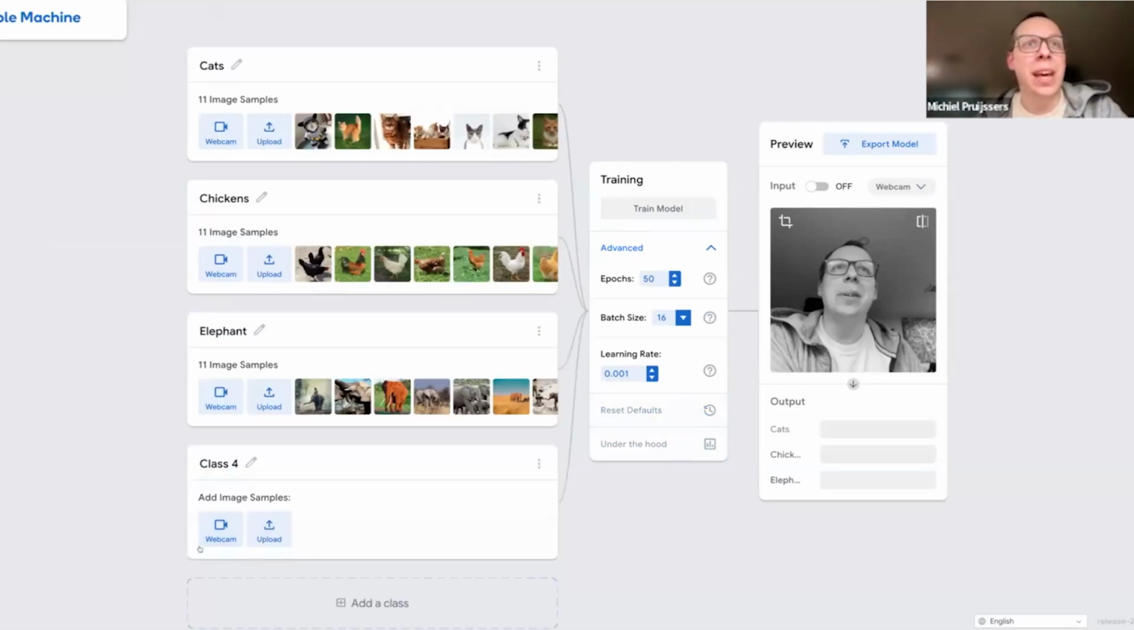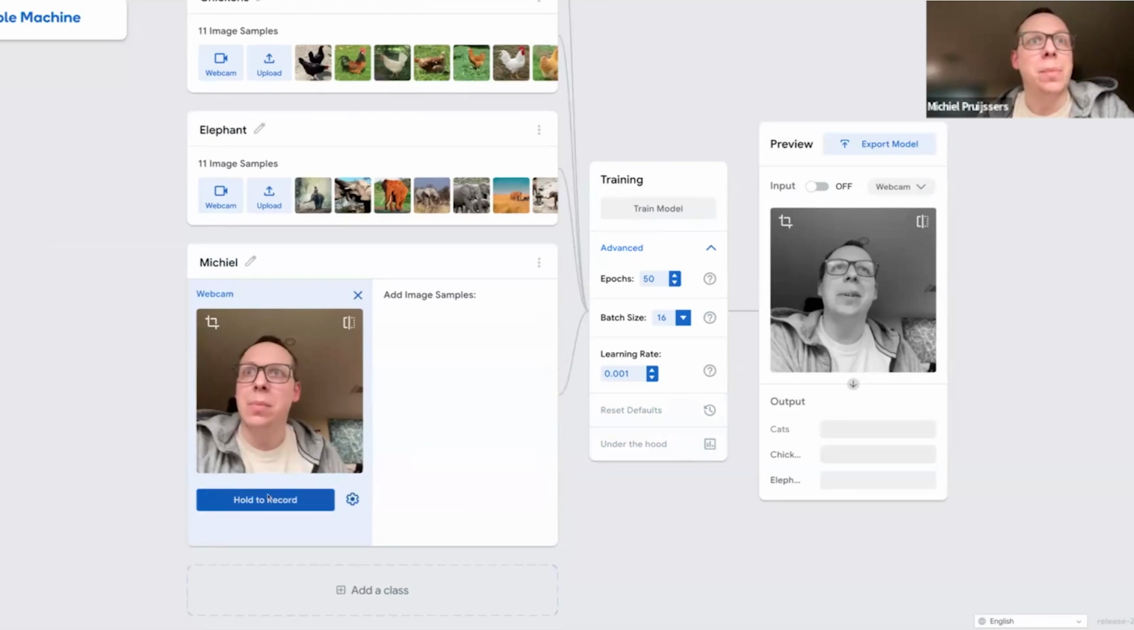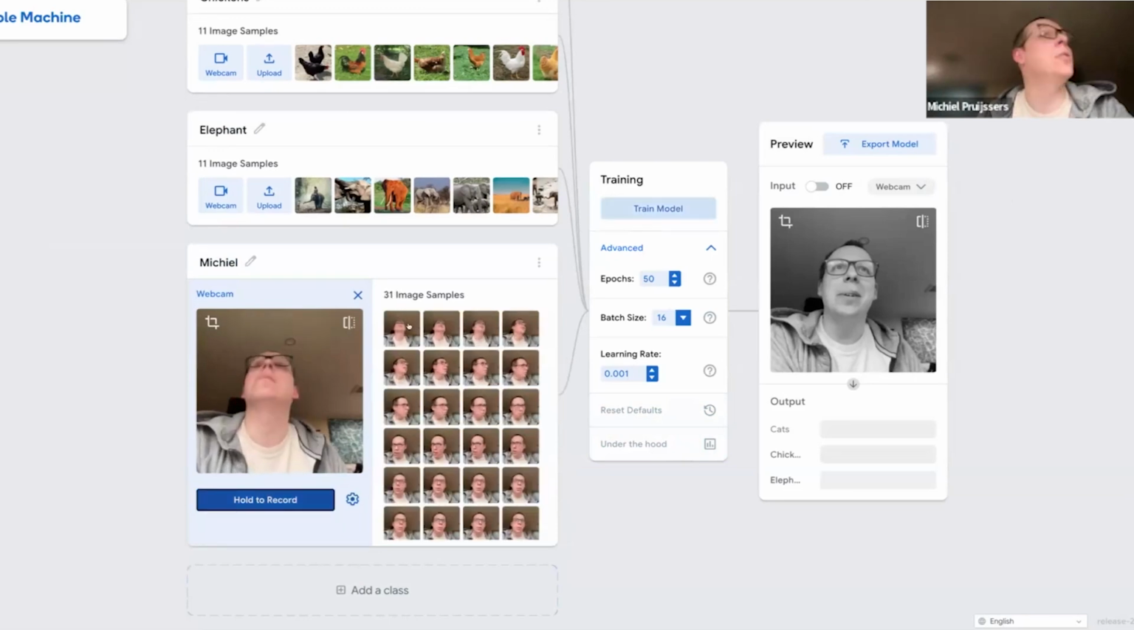For instance, if we were to add another class, and let's say this is the Michiel class, I'm going to take my webcam. I don't know if I can do both at the same time. Hold to record. Oh yeah, it's taking images of me. Awesome, cool. I have a whole bunch of images. I have way more images of me than I have of anything else, and I'm going to train this again.